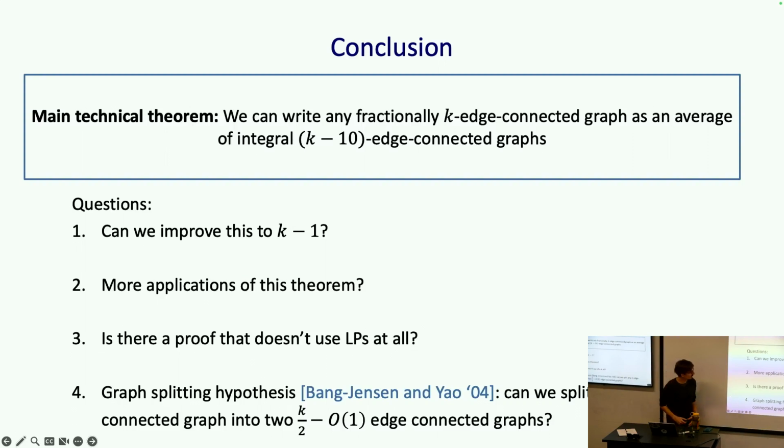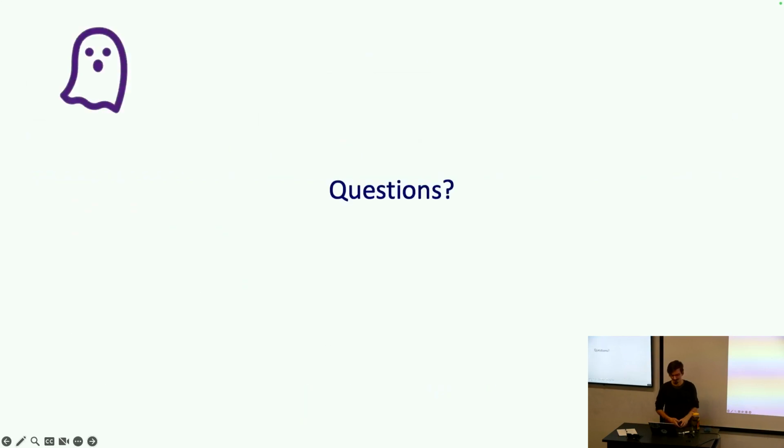And finally, there's a nice open question that I think is really related to this problem, which is called the graph splitting hypothesis. The question is, can we split any k-edge connected graph into two graphs that are close to k over 2 edge connected? I think it's a very hard open problem, but potentially this could shed some light on it. So yeah, thanks a lot.